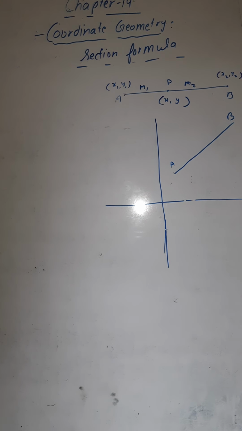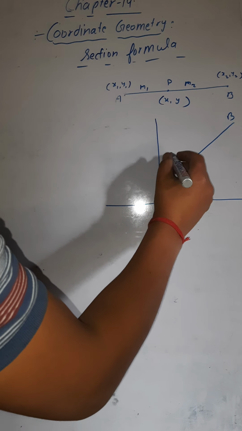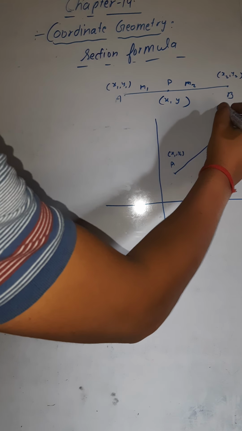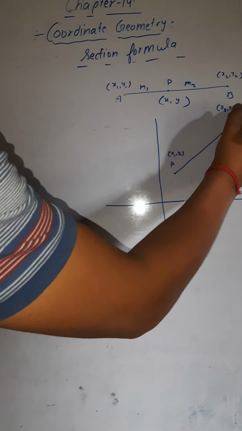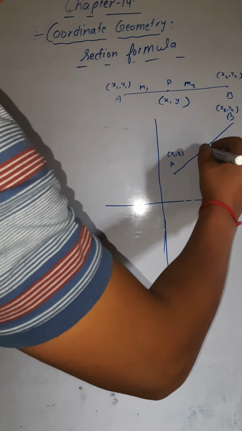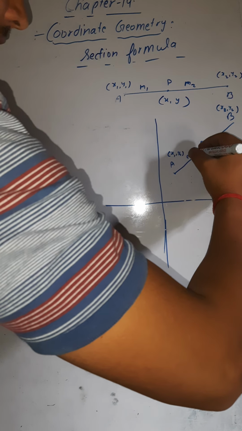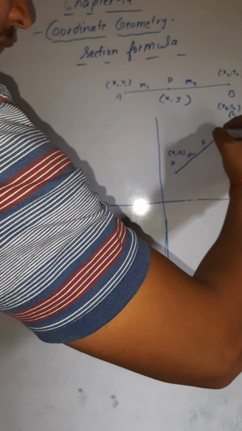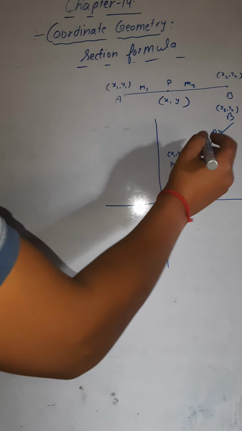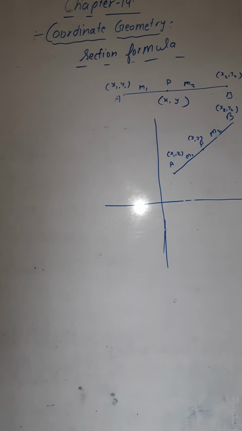Visible there? Good. The coordinates of point A are x1 comma y1, and the coordinates of point B are x2 comma y2. Now let's say we have a third point here which is cutting this line segment. The point is P, and the point P is cutting this line segment in the ratio m1 is to m2, and the coordinates of point P are x comma y.